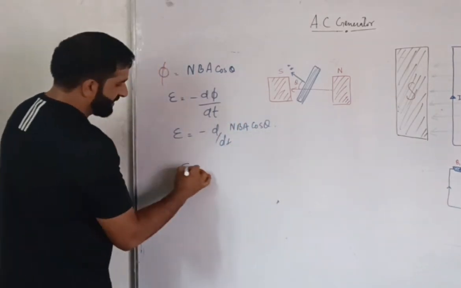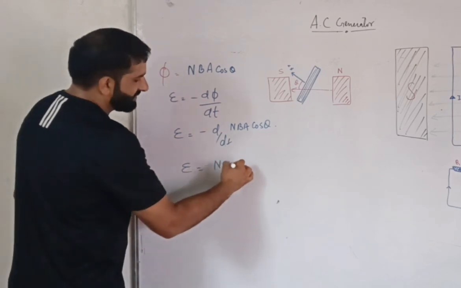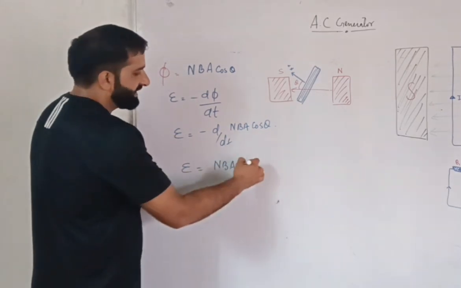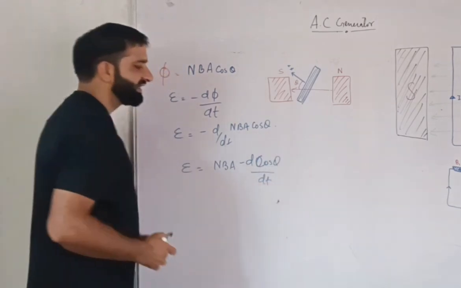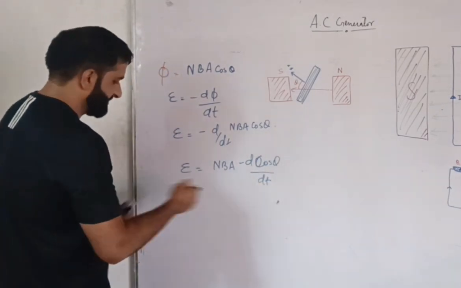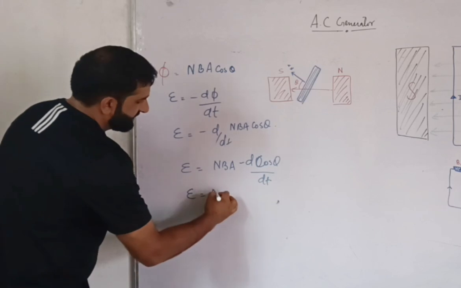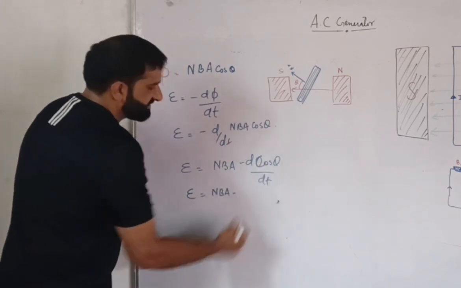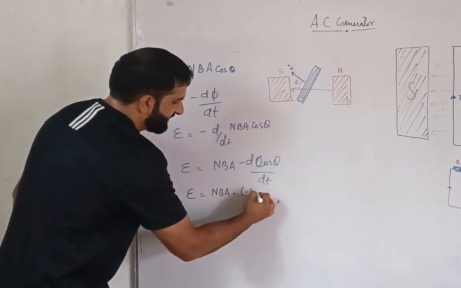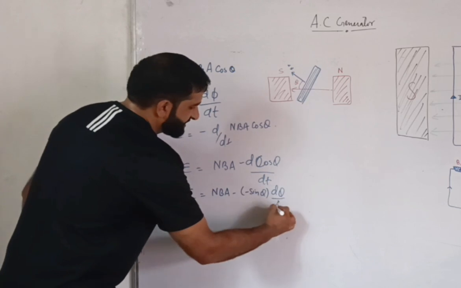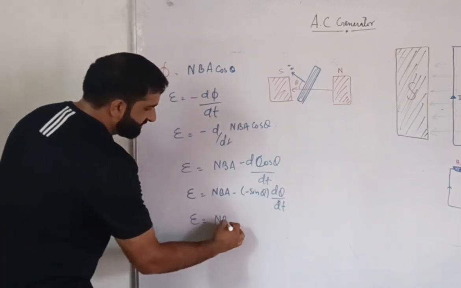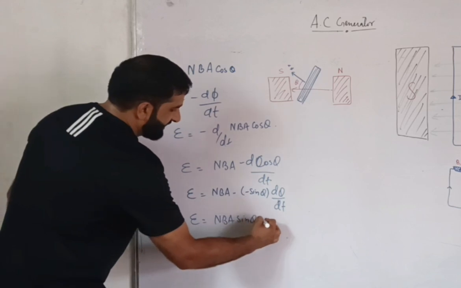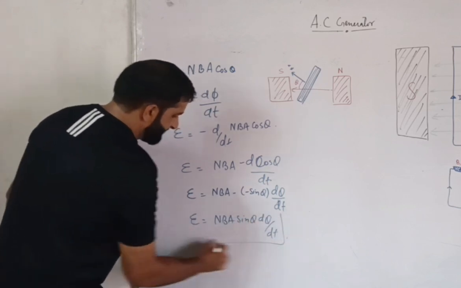Since N B A is constant, it is taken out of the differential sign, so EMF is equal to N B A times minus d cos theta by dt. We know that the differentiation of cos theta is equal to minus sin theta, and the internal differentiation of theta with respect to time is d theta by dt. So our E comes out to be N B A sin theta into d theta by dt.